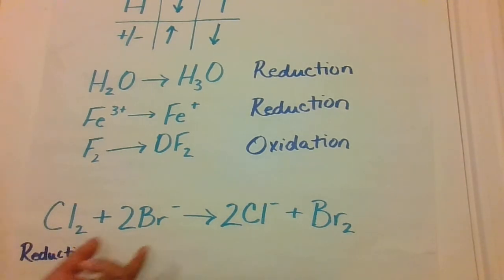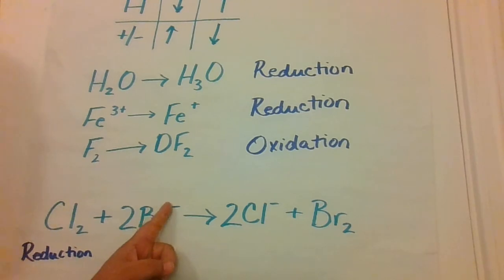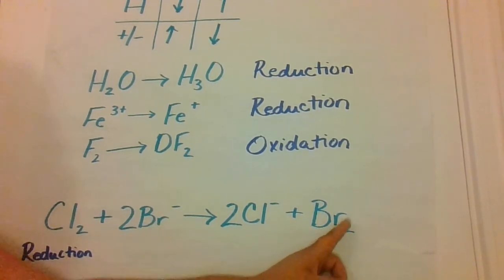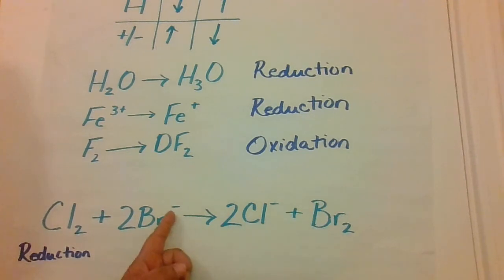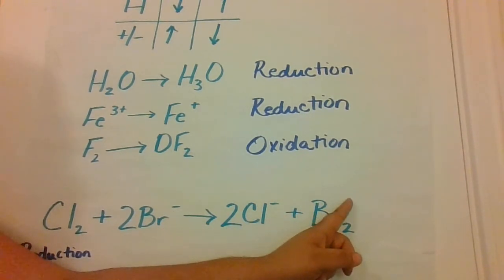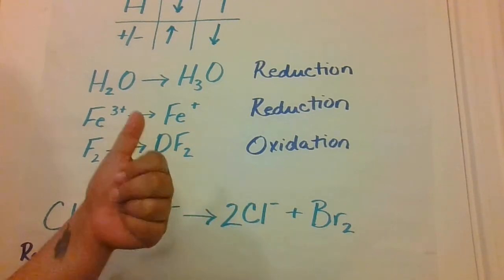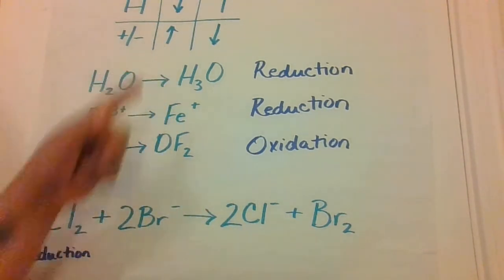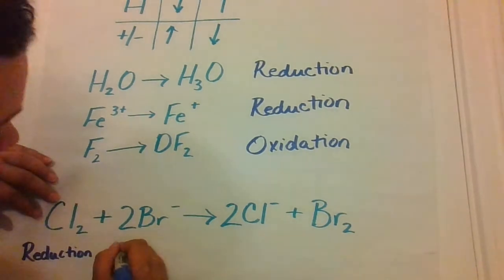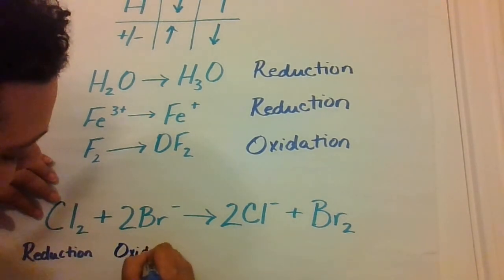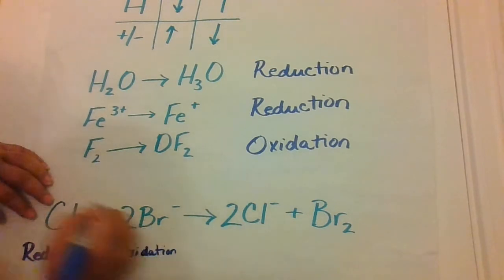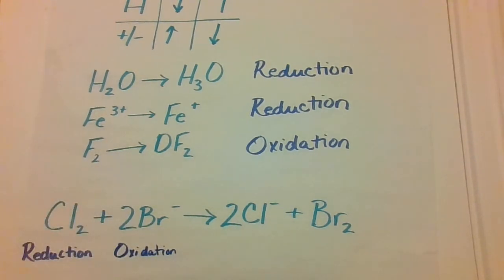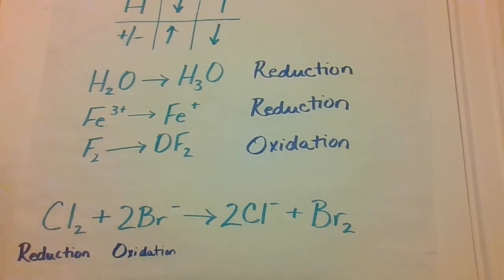So then we look at 2Br negative, which has now become Br2 with a neutral charge. So it went from -1 to 0. From -1 to 0, that is definitely an increase. So there we have oxidation occurring. So now we need to take a look and determine which is the agent, which one is the reducing agent and which one is the oxidizing agent.